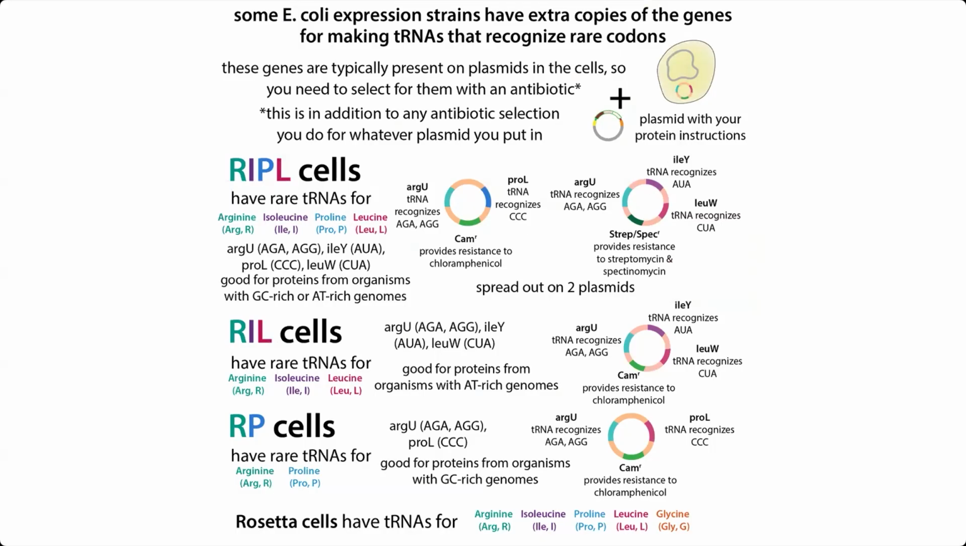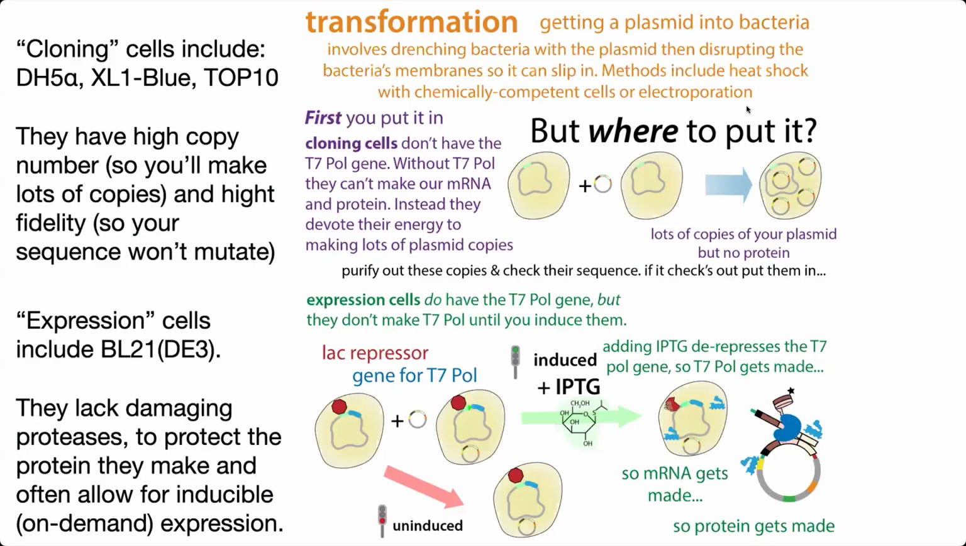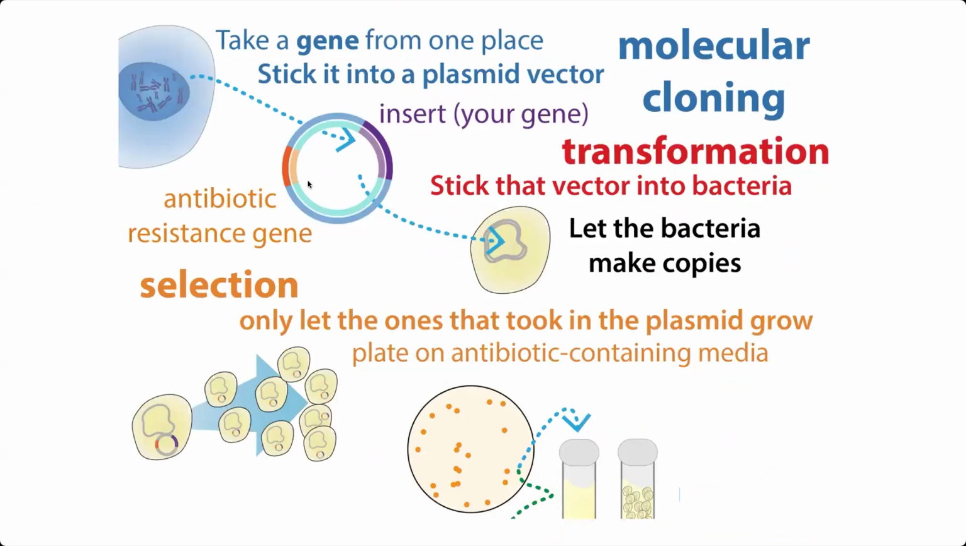Because these tRNA genes are on a separate plasmid, it's great in that you can put lots of different plasmids into these cells, and all these cells will always have that plasmid. But it's not so great in that you then have to add a second antibiotic in order to make sure that the cells are keeping both that plasmid and the plasmid that you're putting in there. Because the plasmid that you're putting in there has an antibiotic resistance gene, only the cells that have the plasmid will be able to grow in the presence of that antibiotic.